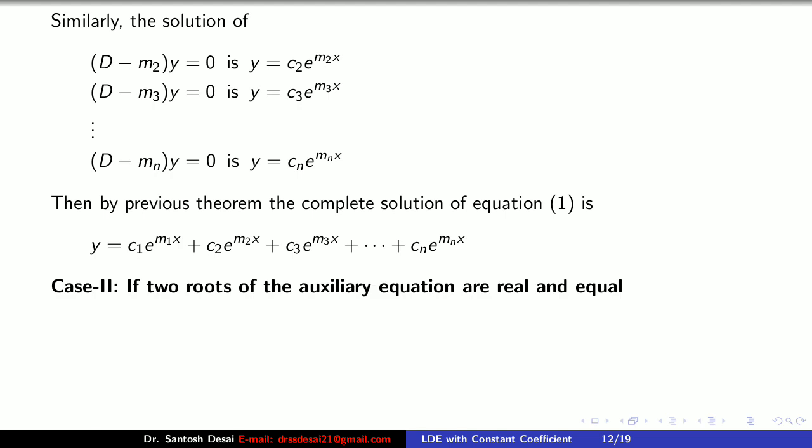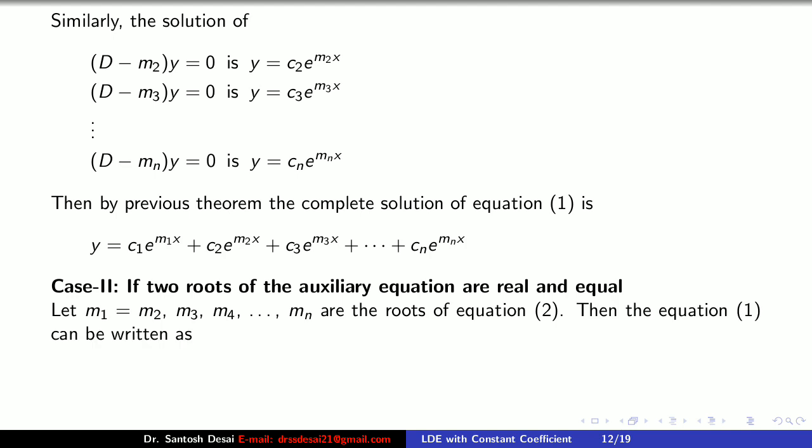Now we consider case 2. If two roots of the auxiliary equation are real and equal and the remaining roots are again real and distinct. So let us consider m1 is equal to m2 and the remaining m3, m4 are roots of equation 2, that is the auxiliary equation. Then equation 1 can be rewritten as (D minus m1)(D minus m1)(D minus m3) and so on (D minus mn)y is equal to 0.